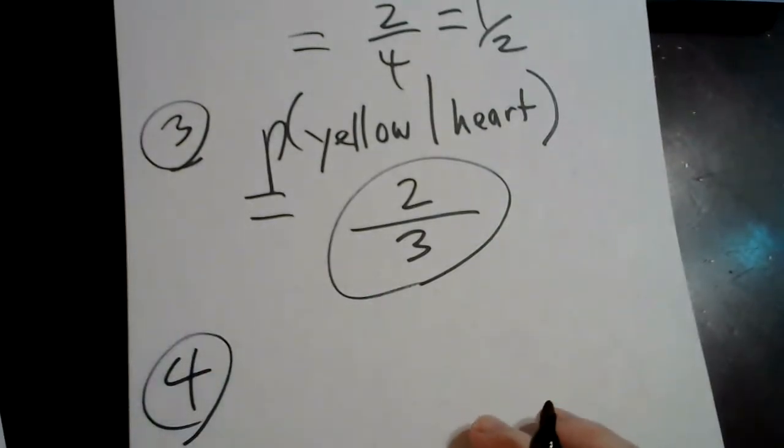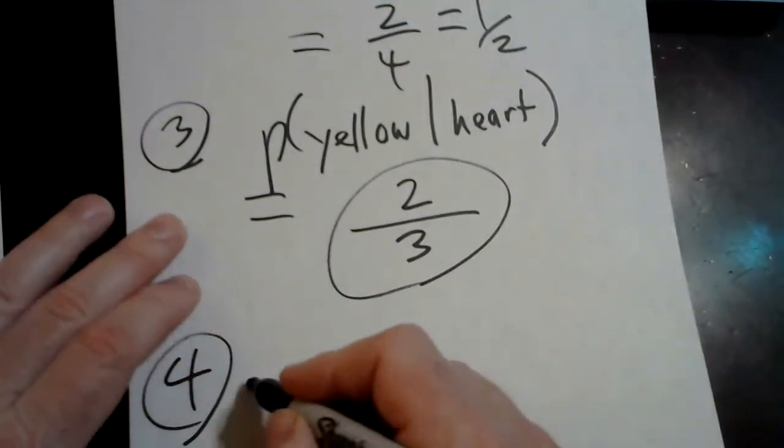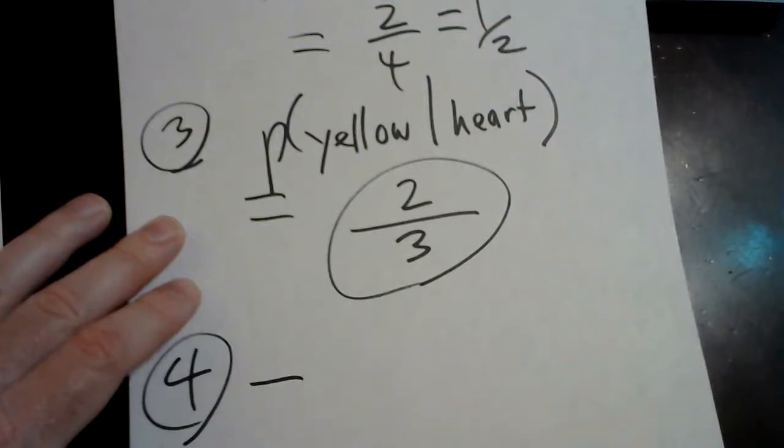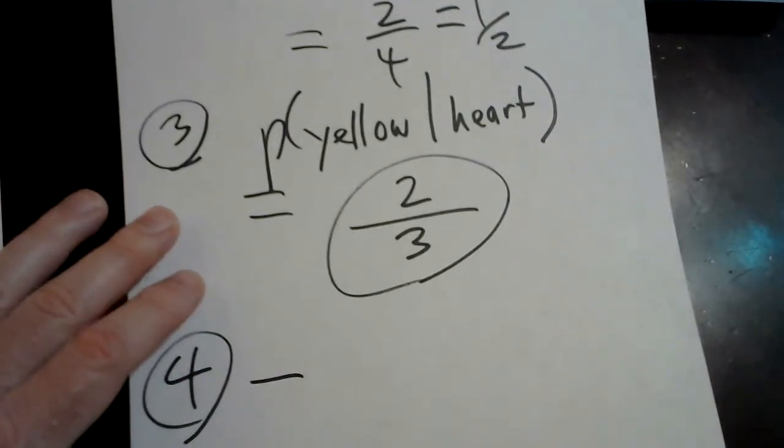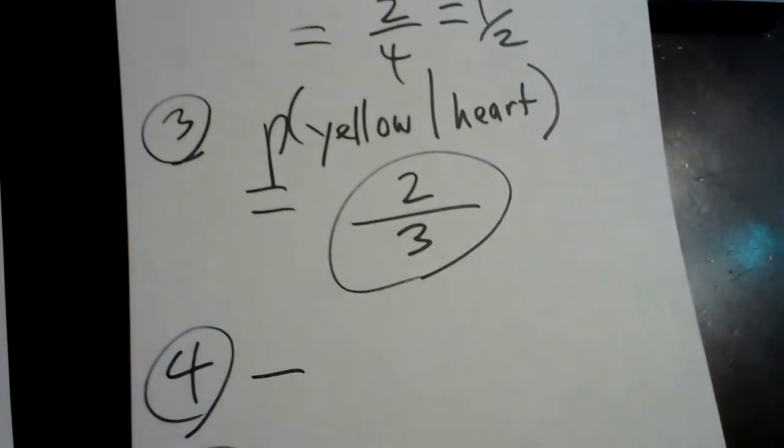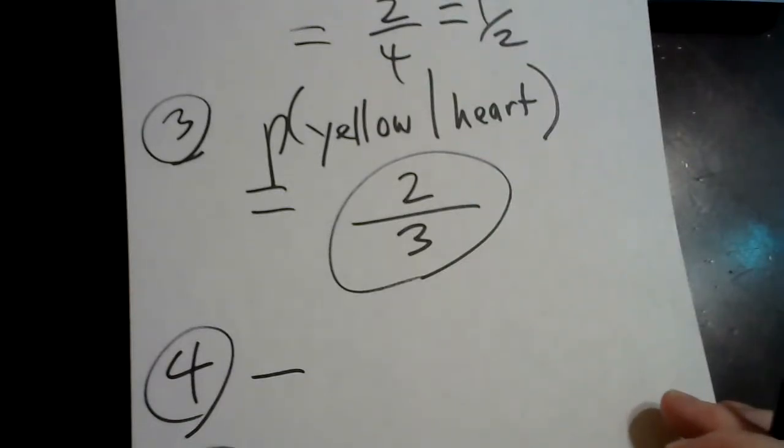Let's do number 4. Actually, I want to skip number 4. Let's do number 5, which is number 43 in the book. All right. Now, this one has a table in it, and I went ahead and sketched the table for you.